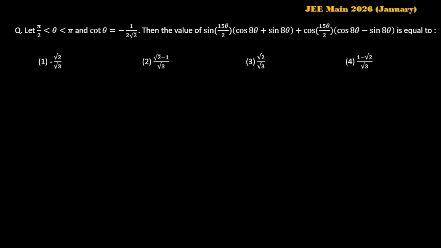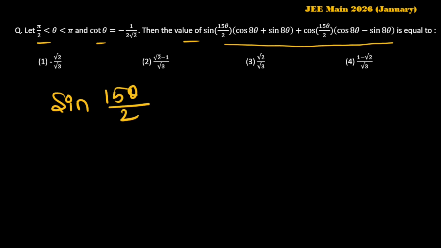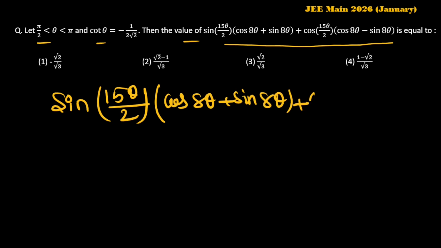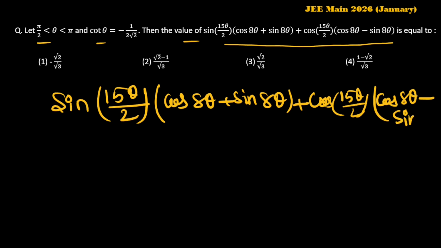In a question, it is given that theta lies between pi by 2 to pi, and the value of cot theta is given. Then it asks to find the value of this expression: sine 15 theta by 2 into cos 8 theta plus sine 8 theta, plus cos 15 theta by 2 times cos 8 theta minus sine 8 theta. Now we expand this, so we multiply sine by this whole function and cos by this whole function.